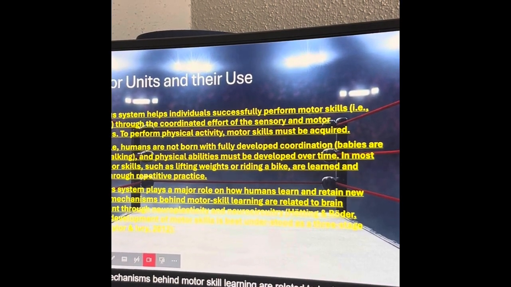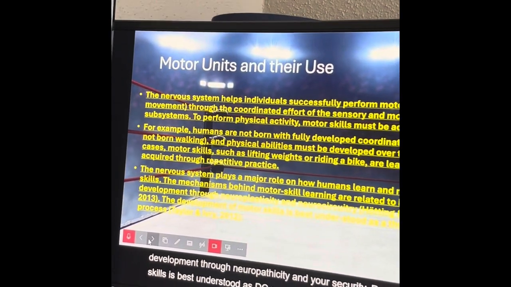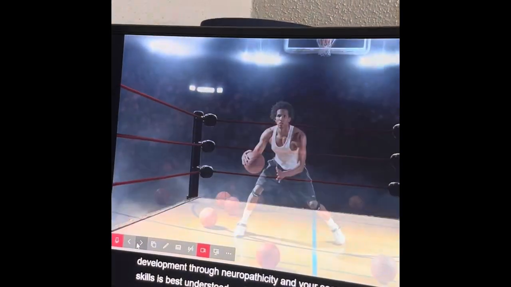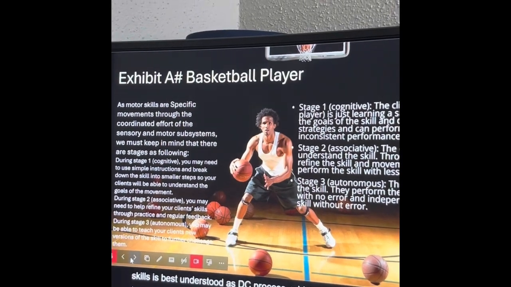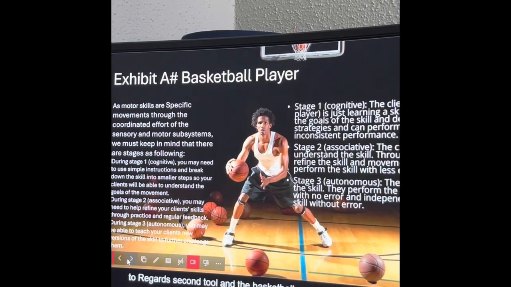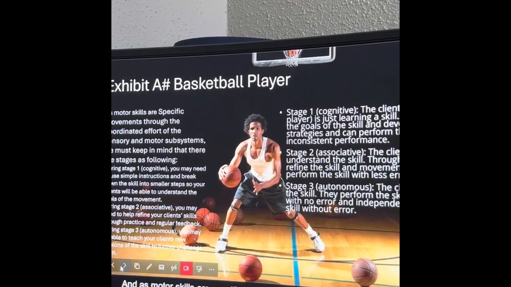Development of motor skills is best understood as a three-stage process, which we'll go over in our Exhibit A, regarding our second example, the basketball player. And as motor skills are specific movements through the coordinated effort of the sensory and motor subsystems, we must keep in mind that there are stages as follows.